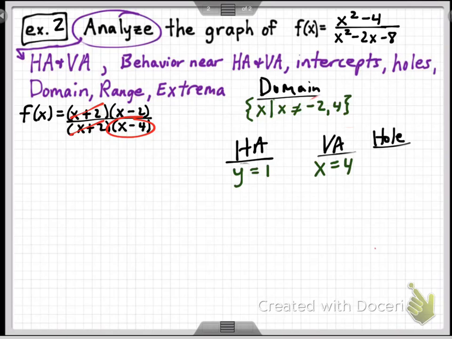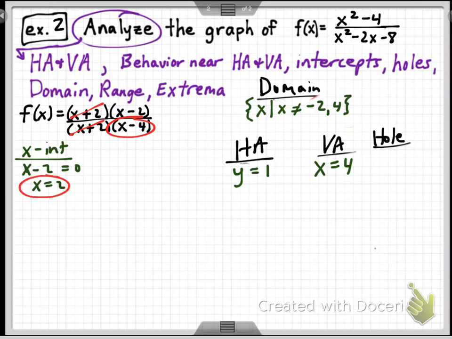What else do we need? We need the intercepts, and let's start with the x-intercept. Whatever makes the numerator equal to 0. That would be when x minus 2 is equal to 0, and that would be when x is equal to 2. So when x is equal to 2, we have an x-intercept.